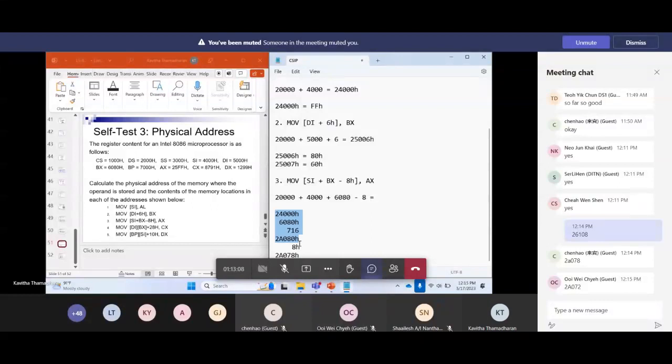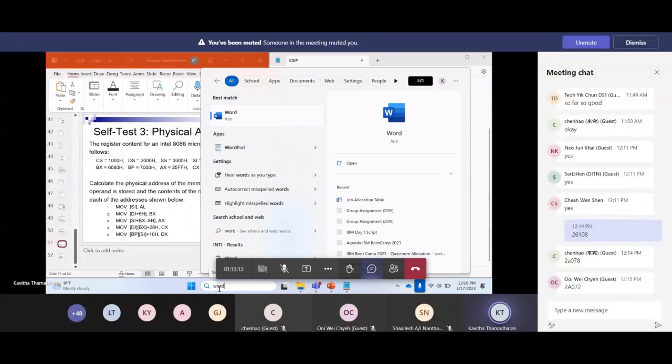Put it into Notepad, Word document is easier to see. Okay.